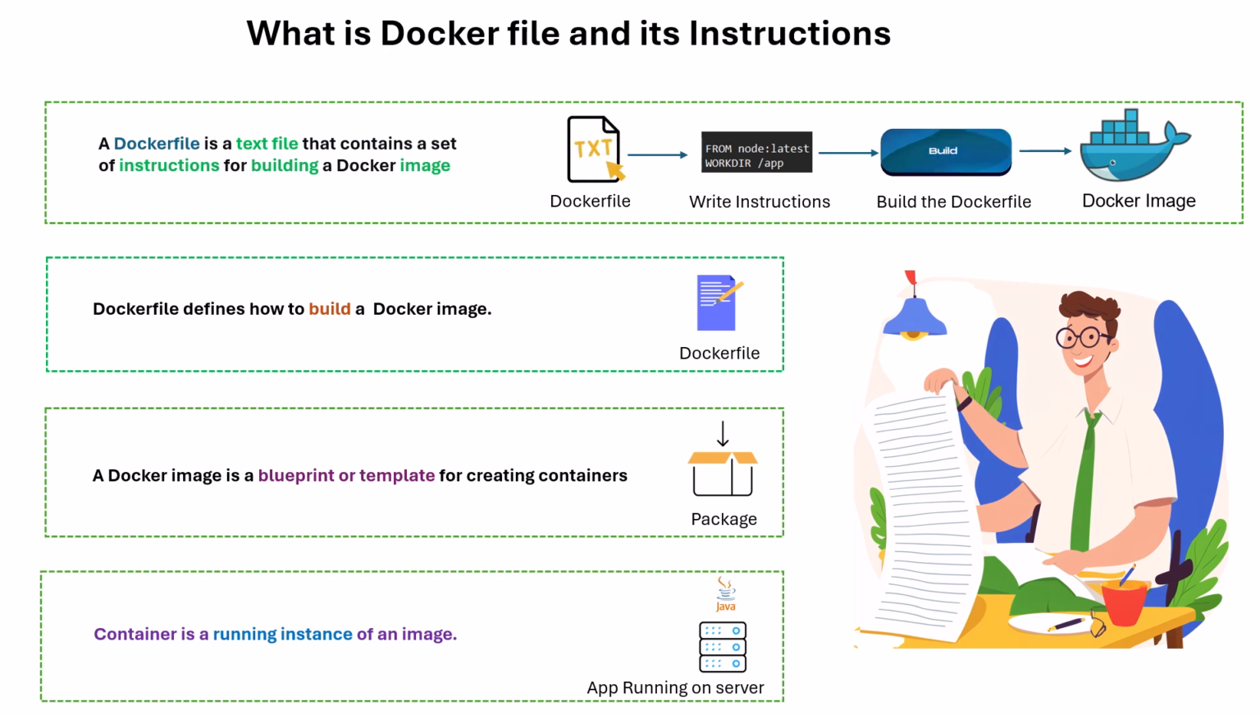The container is nothing but a running instance of an image. What exactly is meant by a running instance of an image? It is nothing but an application that is running on a server. You can see the icons: a Java application is running on the server. Similarly, a running instance is nothing but a running application. So this is about Dockerfile, and next we will proceed with its instructions.